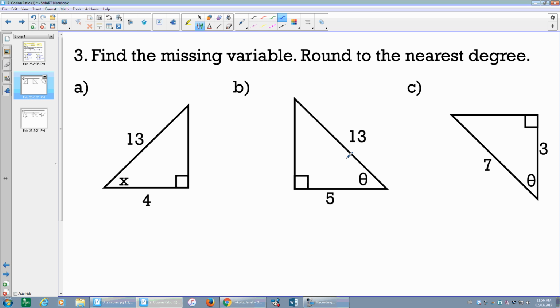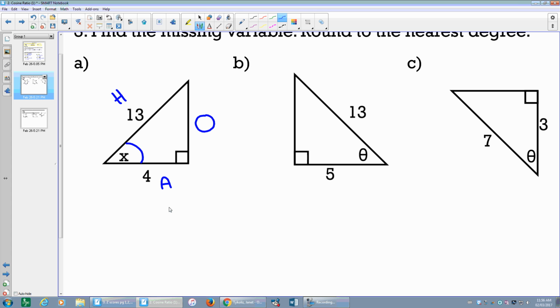Okay, so for this first example here, I'm going to first label my hypotenuse, which is always the side across from the 90-degree angle. My point of reference is here because that's where X is. So I label this unknown side O, and this side here becomes my adjacent side. So again, step 1, I always label my hypotenuse, then I label my opposite side, then I label my adjacent side.